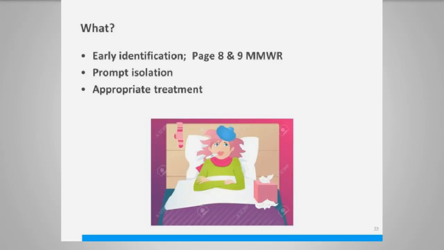Pages 8 and 9 of the MMWR from 2003 have that wonderful chart for you to hang up in your office. If somebody does come into the office sick, we want to promptly isolate them. And then we want to do the appropriate treatment. If someone's in pain, we're going to have to help them get out of pain. But preventative treatment can be postponed.